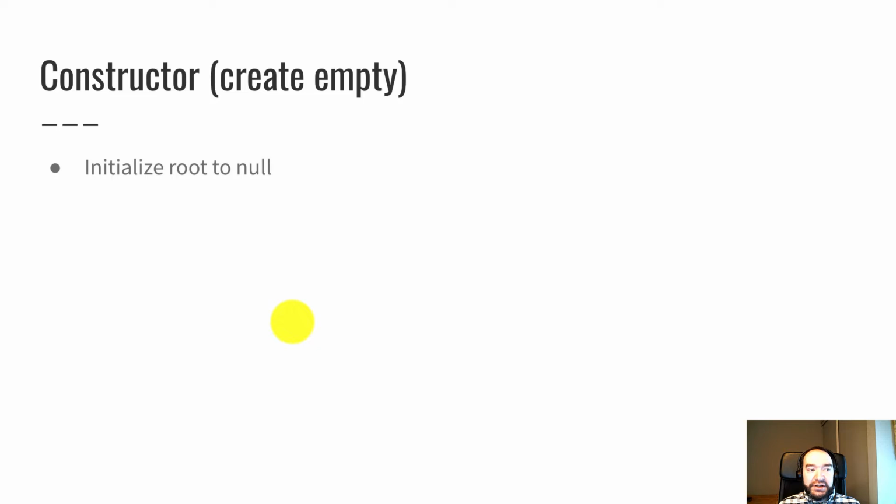Now we're going to go through each of these operations one at a time. The first operation is the constructor of the tree that creates an empty binary search tree. All it has to do is initialize the root pointer to null and initialize the size to 0, and that's it. So those are two constant time operations, and the constructor takes constant time, big O of 1.